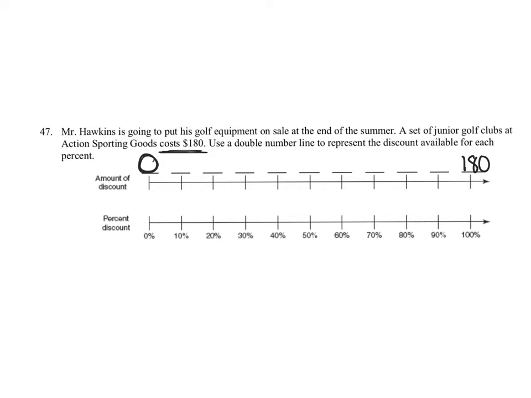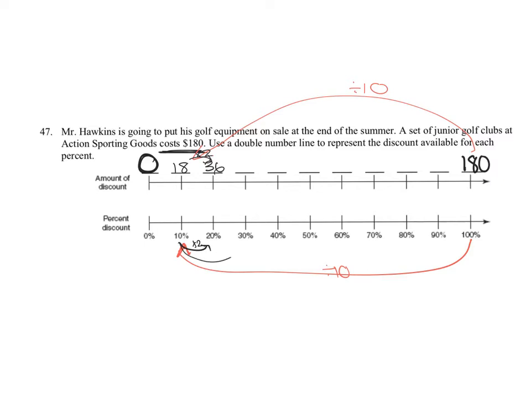So what I know is that to get from 100% to 10%, I can divide by 10. So I would do the same thing for 180. Divided by 10 gives me 18. So for 10%, it's $18. Well, this helps you for the whole rest of the line, because to get from 10% to 20%, I would just multiply by 2. So 18 times 2 is 36. And I can continue to do that. 10 times 3 is 30, so I would do 18 times 3, which gives me 54.